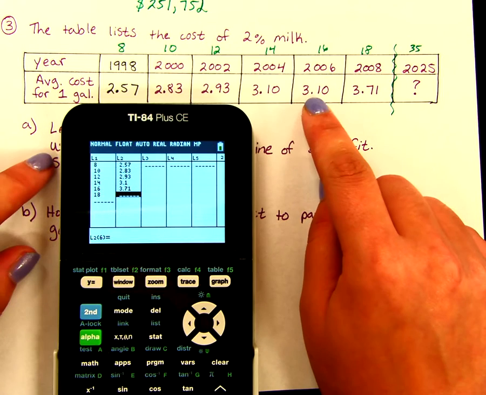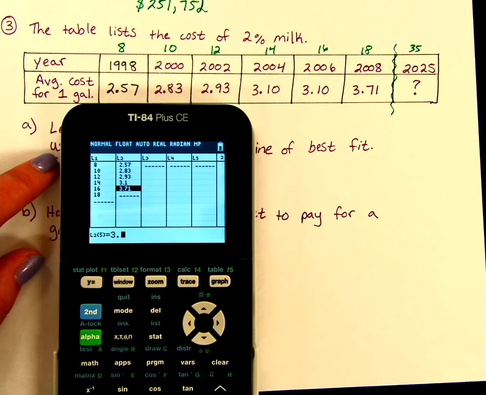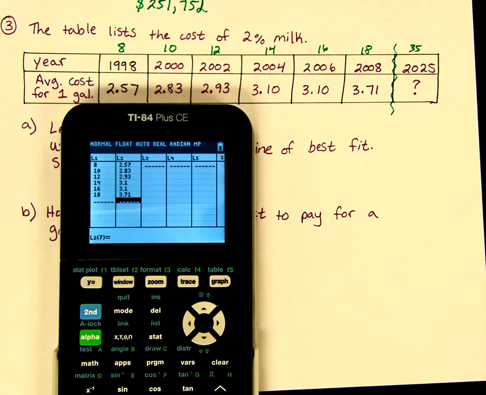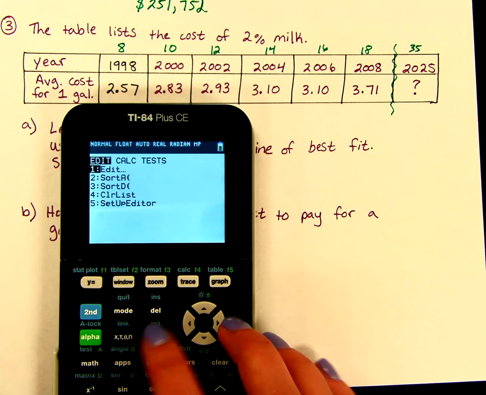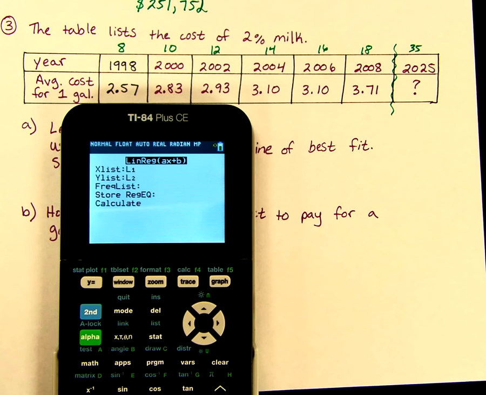I got 3, so I'm missing one, so I'm going to have to go back and write over this one. So 3.1 and then 3.71. Okay, so again, those are the same, so my data should be right. And then to get our prediction equation, we're going to do Stat, arrow over to Calc, and select our linear regression. Enter through the screen until we get to this one.